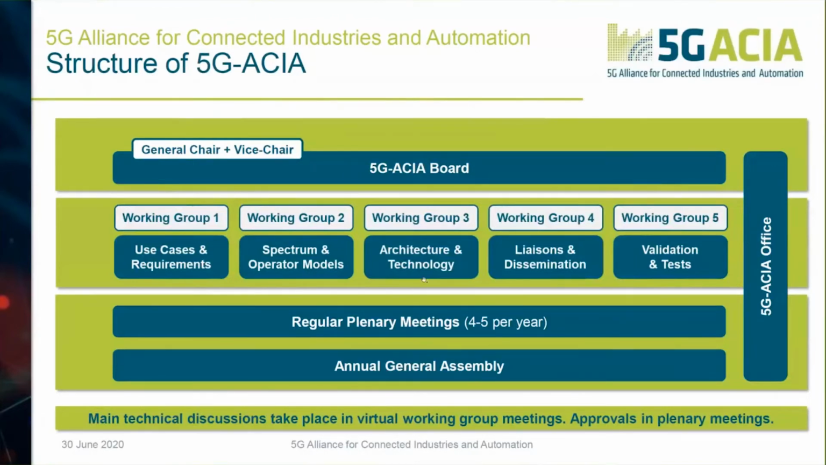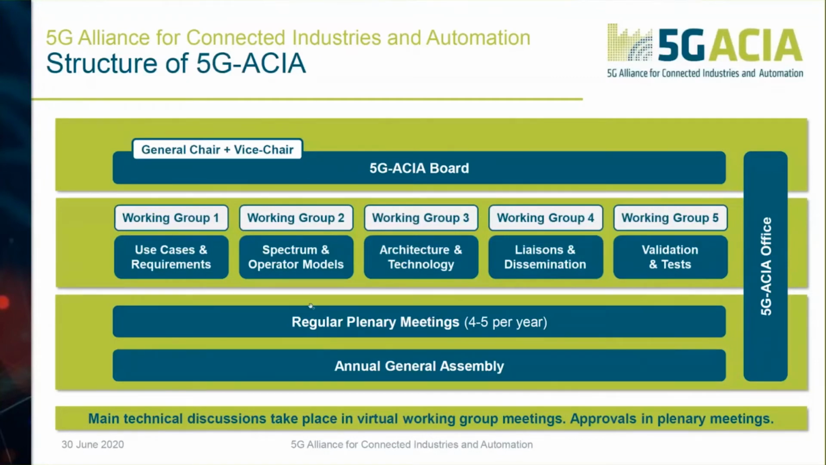Architecture and technology. So here we have activities on traffic modeling, for example, this TSN over 5G and so on. How to bring existing concepts in the industrial domain together with corresponding concepts in the ICT domain. So for example, the architecture that we have in both worlds, how can we align this, also the security aspects. Working group 4 is liaisons and dissemination. So about getting in touch with other organizations, marketing activities, and we have validation and tests, where we just started, for instance, a testbed framework and testbed activities.